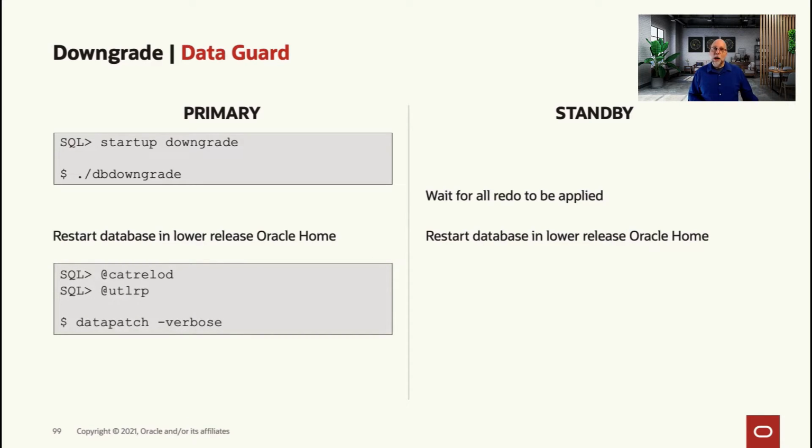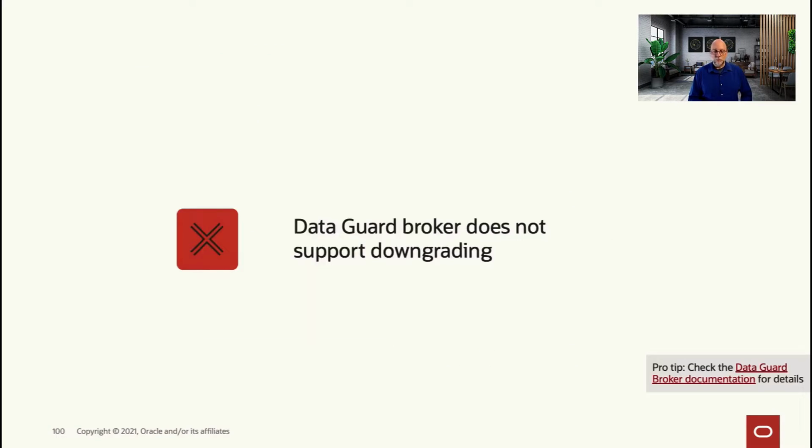And then on the primary, you would go through the cat reload and the recompilation of invalid objects using utlrp. Afterwards, run data patch to make sure any one-off patches get applied in that old Oracle home, because the cat reload won't do that for you. Once that's all done, then you can wait for the redo to synchronize again, and both your primary and standby will be at the old Oracle version.